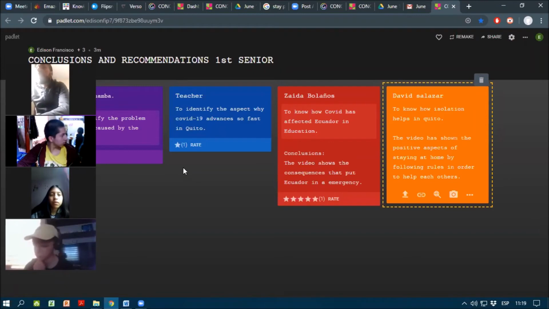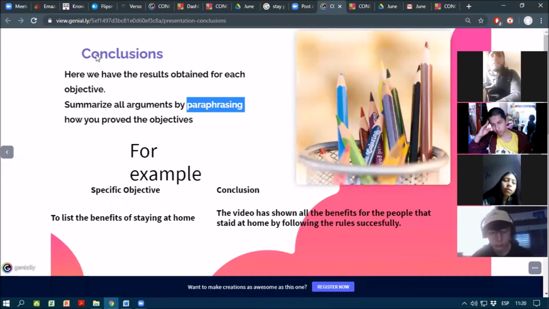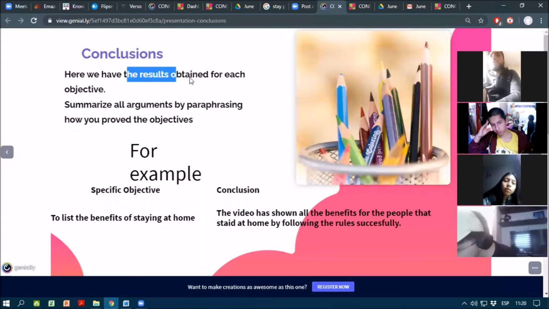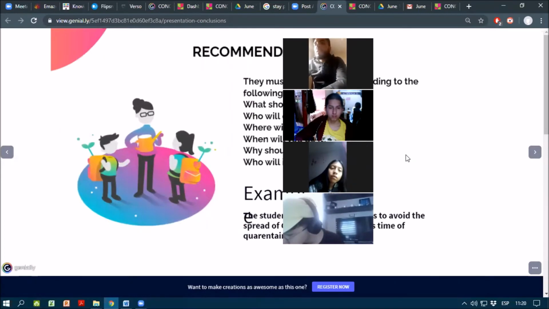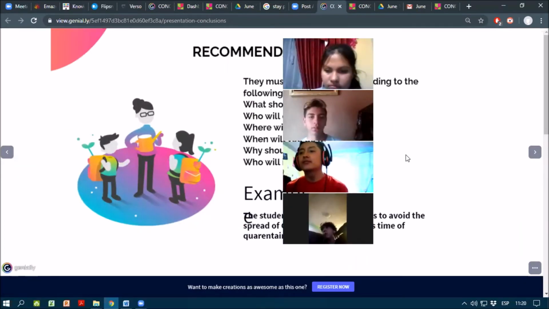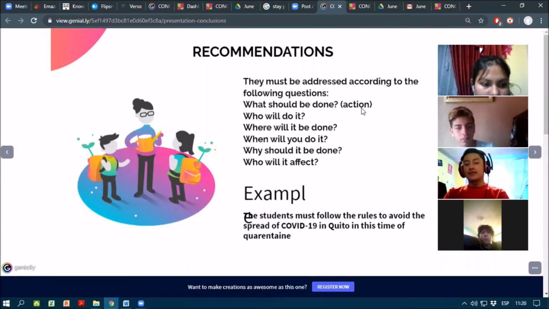So what does it mean that my specific objective must have a relationship with my conclusion? For that reason, in the slide, it says that the conclusions are the results obtained for each objective. Yes? Let's continue. Recommendations. Please, Andrea Chiguano, could you read what recommendations mean?